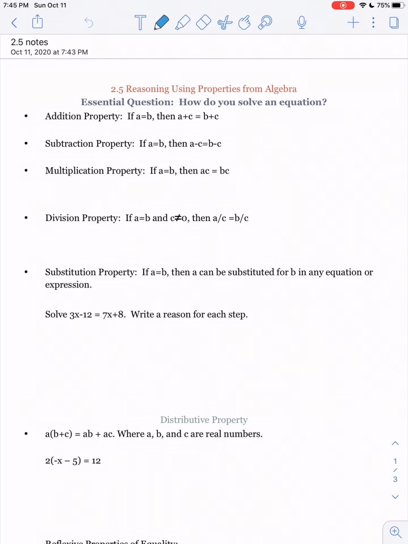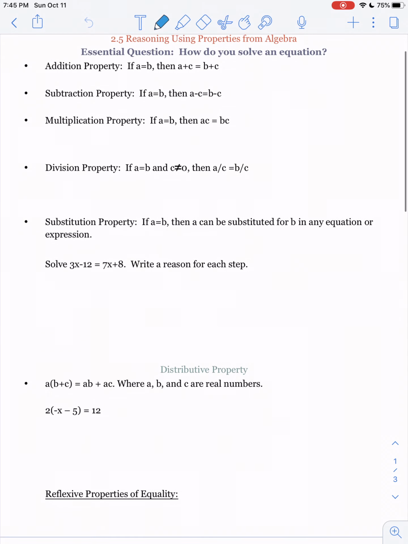This is Honors Geometry Lesson 2.5, Reasoning Using Properties from Algebra. So the essential question is, how do you solve an equation? We all know how to solve an equation. We have already completed Algebra 1. What maybe you didn't know is that you were following properties as you were solving those equations.